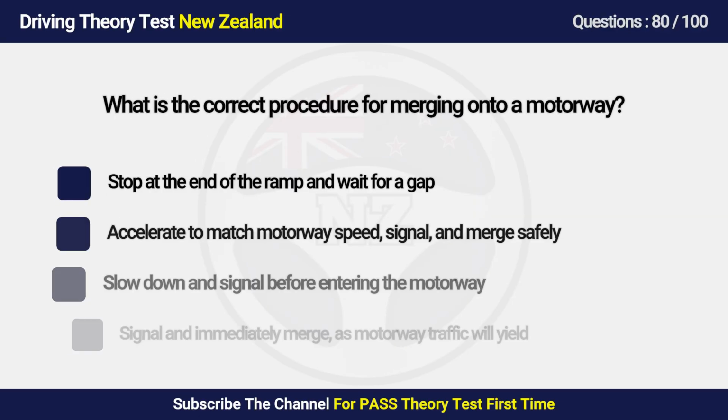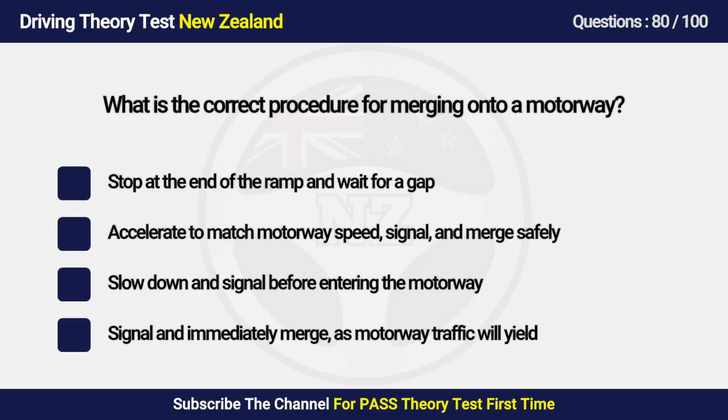Question 80. What is the correct procedure for merging onto a motorway? A. Stop at the end of the ramp and wait for a gap. B. Accelerate to match motorway speed, signal and merge safely. C. Slow down and signal before entering the motorway. D. Signal and immediately merge as motorway traffic will yield.